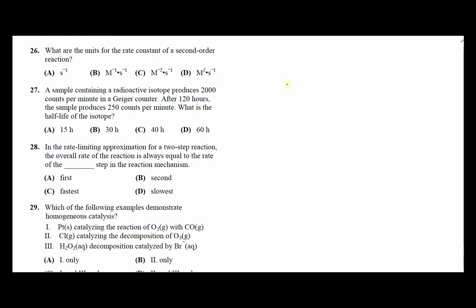Number 26. What are the units for the rate constant of a second order reaction? Now, in case you forgot the rate constant unit, you don't have to worry so much, because as long as the rate equals, say, k times either A squared or A times B for both concentrations, you can just exploit the unit and rearrange them.